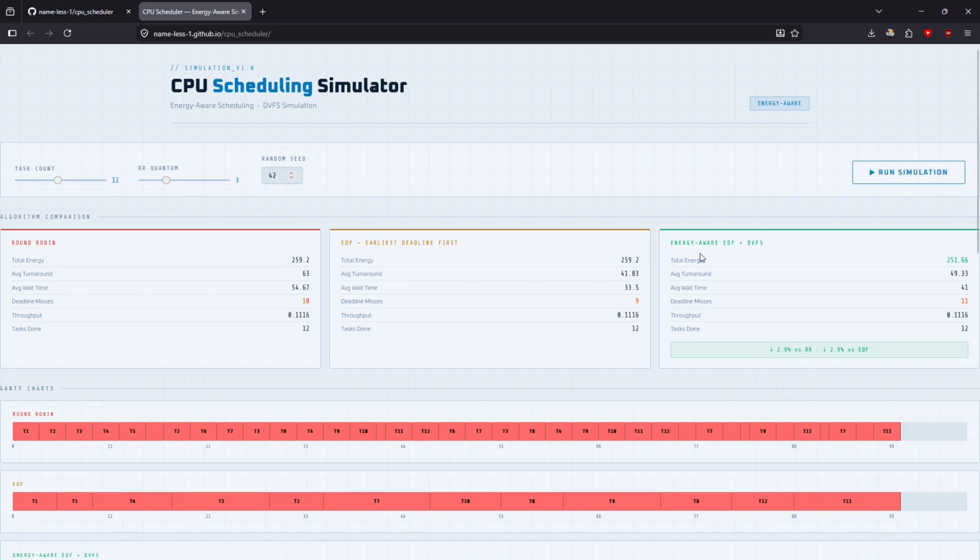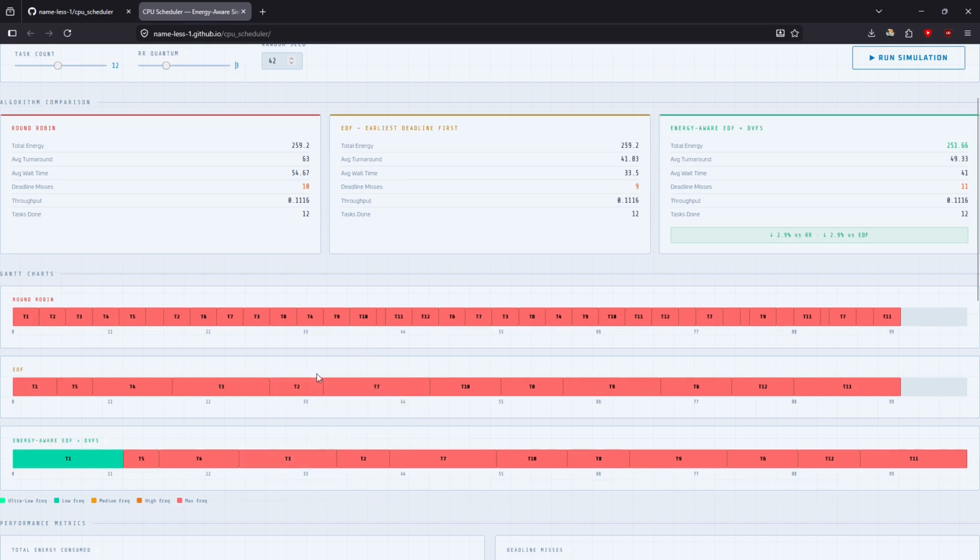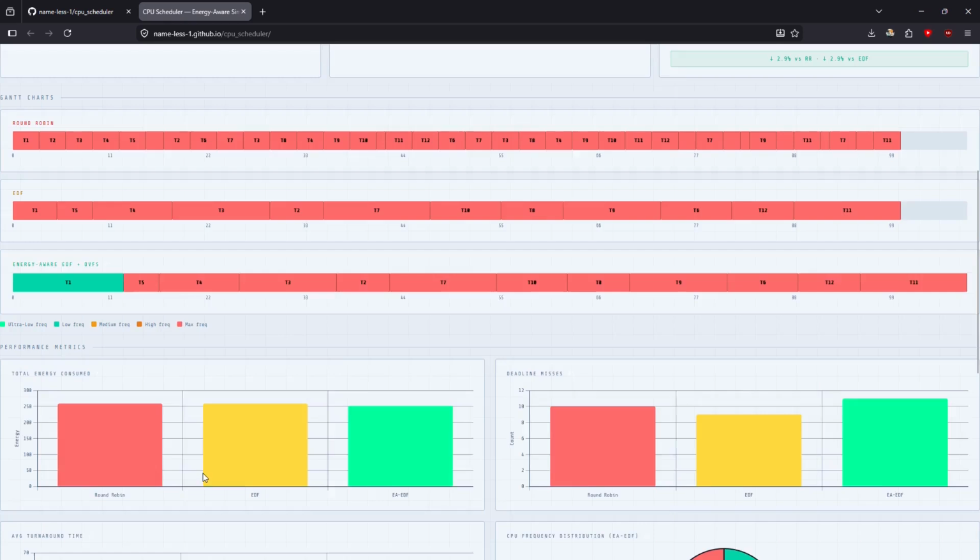Okay, so look at what we got. Three Gantt charts here, one for each algorithm. You can immediately see the difference in how tasks are distributed across time. Now I will scroll down to the performance metrics section.